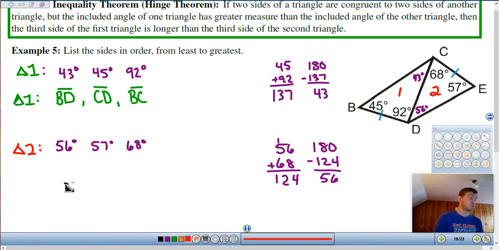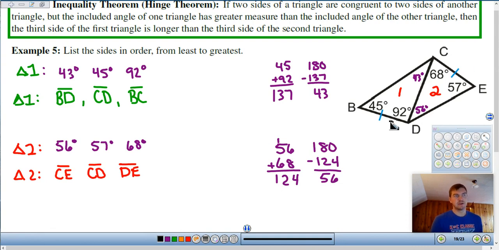Now, that means the side across from 56 will be the smallest in triangle 2. Across from 56 is CE. Across from 57 is CD. Across from 68 is DE. All right.